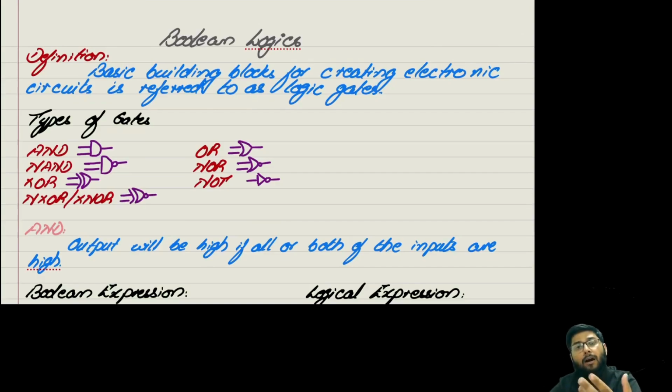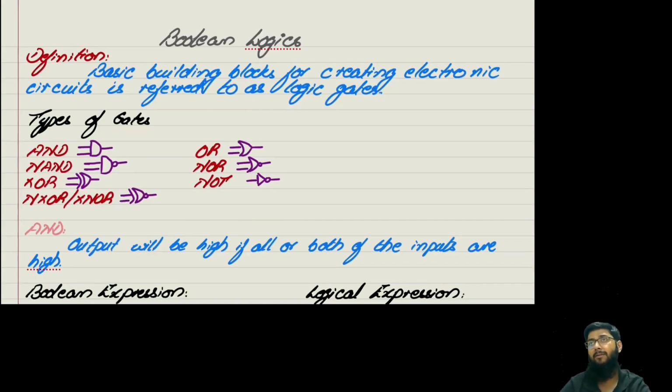Now, coming towards the logic gate, what is the connection between the building and the logic gate? Similarly, whenever you are going to construct any sort of electronic circuit, the basic requirement for creating those electronic circuits are known as logic gates. Unless logic gates are implemented there, there will be no electronic circuit.